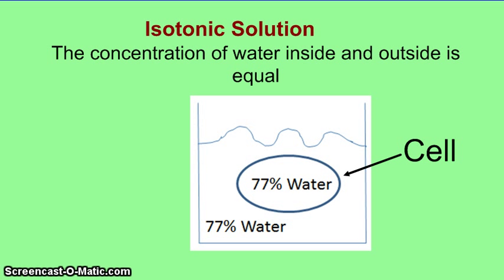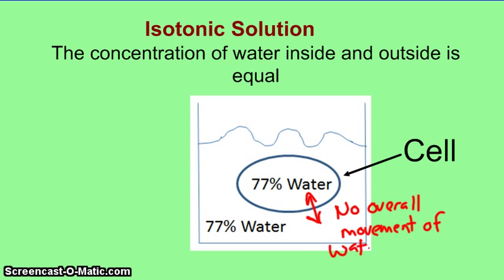And the last kind of solution that is worth understanding is an isotonic solution. And this is a situation in which the water concentration is equal both inside and outside. And in this case, water will move in neither in nor out. Or another way to think about it is that it will move in and out equally. So there will be no net movement of water. No overall movement of water. And if there's no movement of water, this means no osmosis.